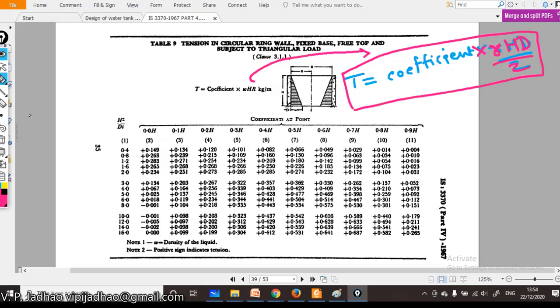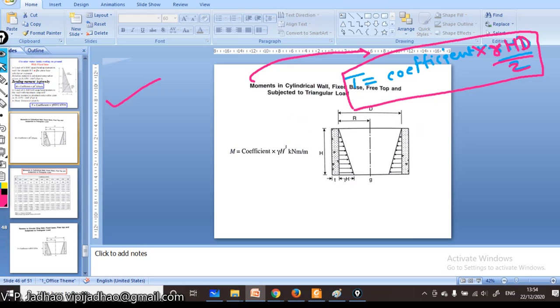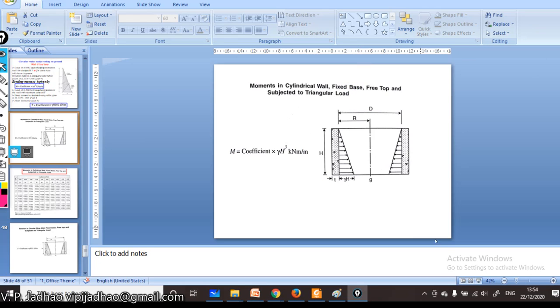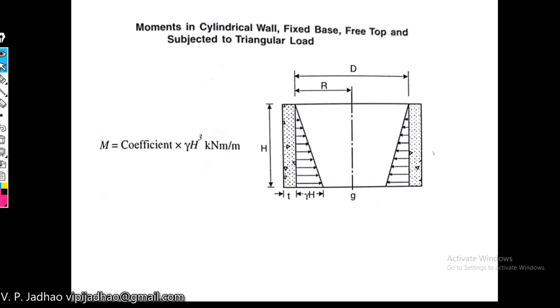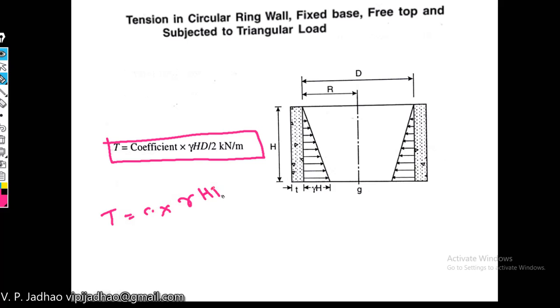Instead of this particular table, some tables are given in books also. I have taken that particular table in this presentation, because the tables which are given in the book are in kilonewton per meter height. So we'll use this particular formula. First we will consider the hoop tension. The formula used for calculating the hoop tension by using the design table is T, hoop tension, equal to coefficient multiplied by gamma HD by 2.